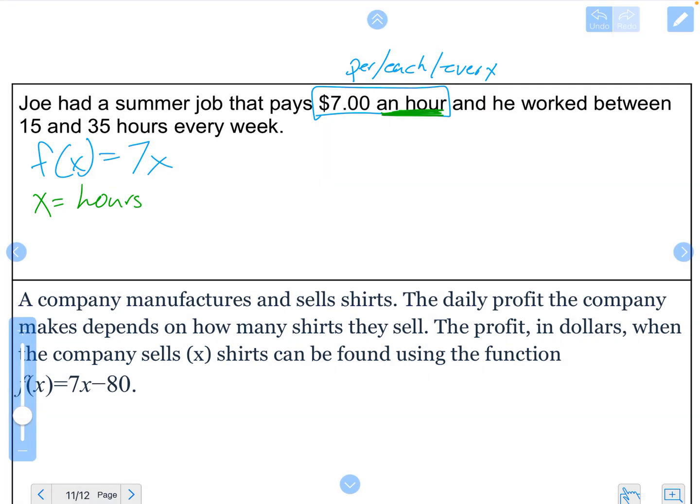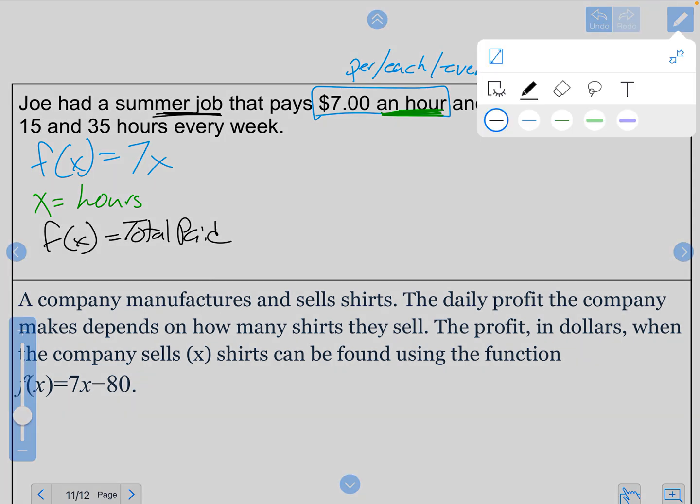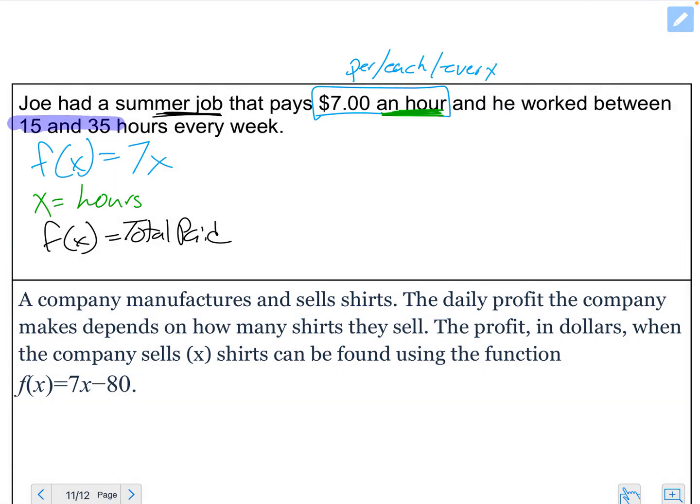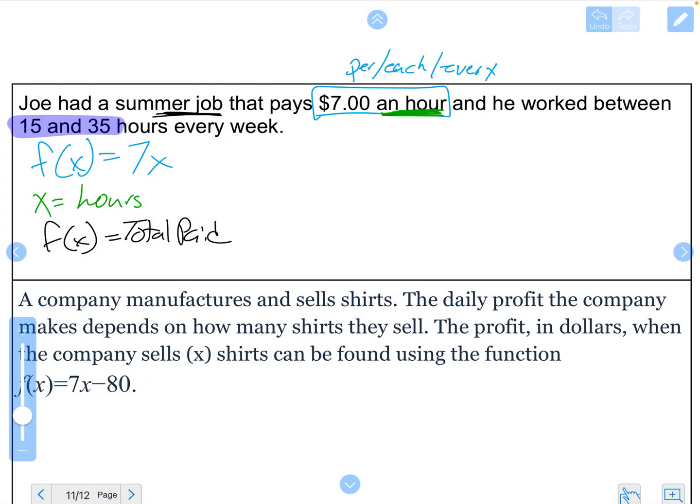And then our f of x, or our y, is if he has a summer job, he's going to get paid. So it's going to be the total paid. So the problem gives us some very helpful information. It tells us the maximum and minimum numbers of hours that Joe's going to work. So we know that Joe can work half an hour, so this is going to be continuous. And because it's going to be continuous, we're going to use our interval notation.